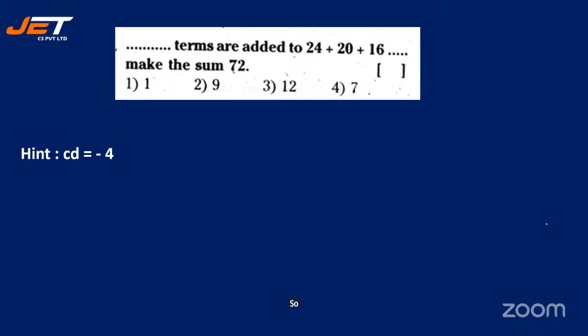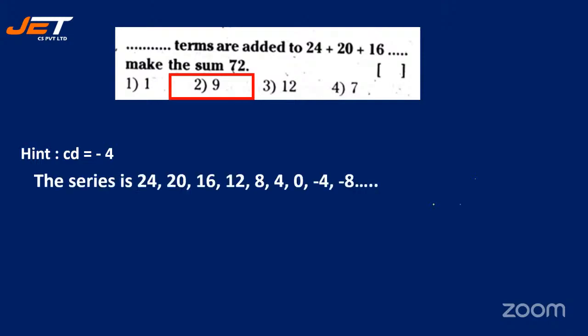So here the series will be 24, 20, 16. Right after that, you have 12. Just subtract by 4. Okay, so 8, 4, like that it goes. So 24 plus 20. Yeah, so I think I can better explain you with this. So see here, the series is 24, 20, 16, 12, 8, 4, 0, minus 4, minus 8. Okay, minus 12. Like that it goes.